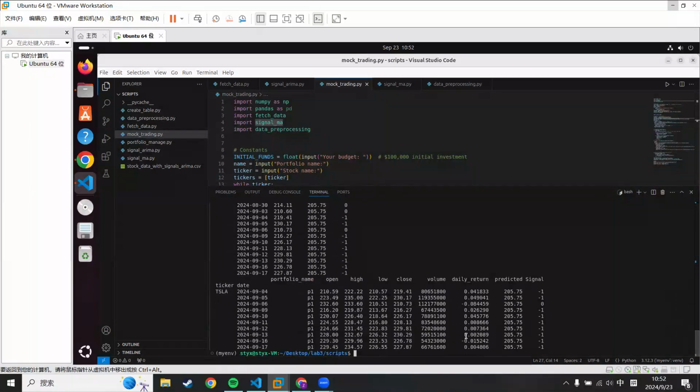So next we want to show you our mock trading part. For the algorithm, we just choose moving average because after our testing, we found that the performance of the moving average algorithm is better, so we just choose that.